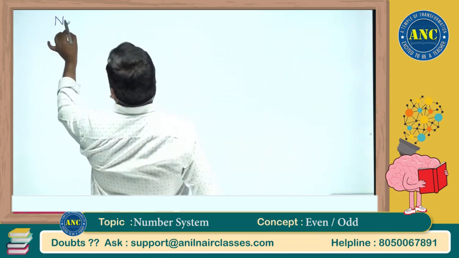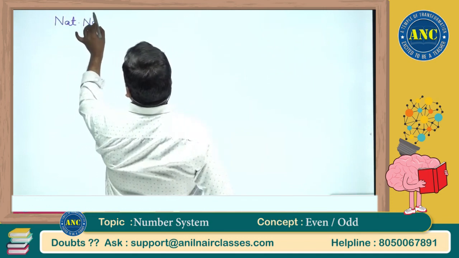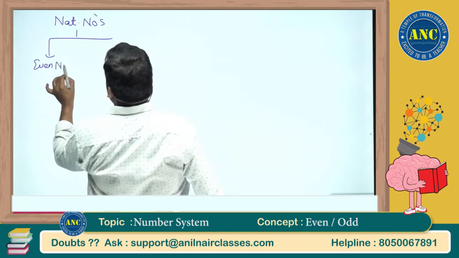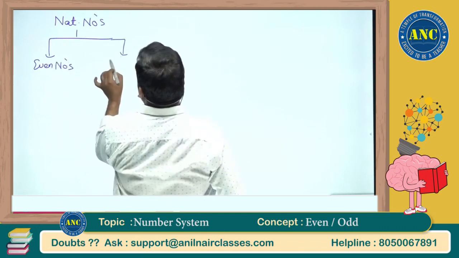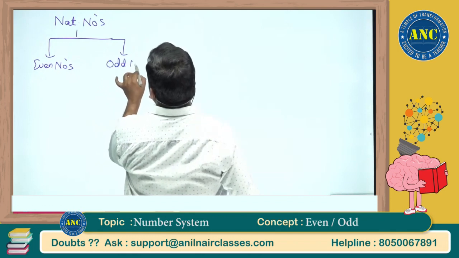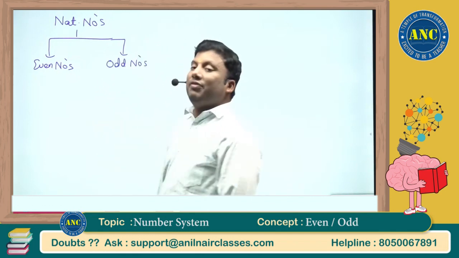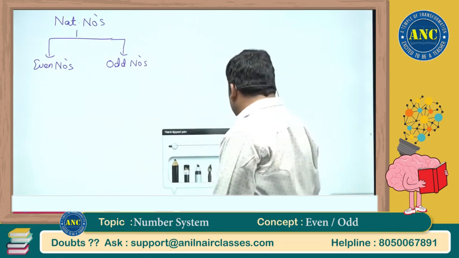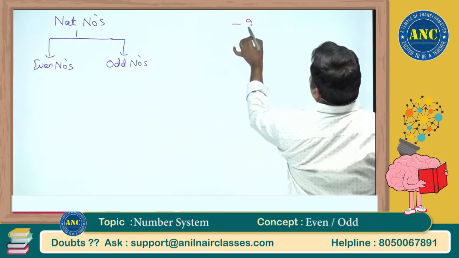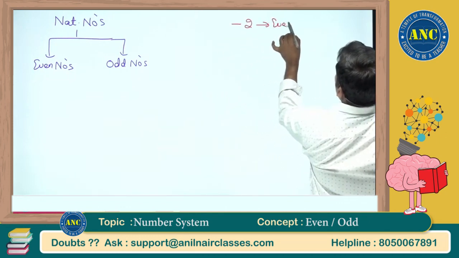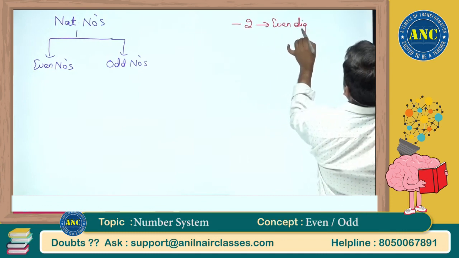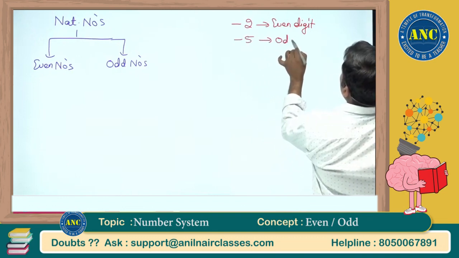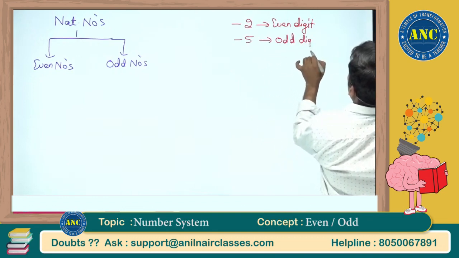Now listen carefully, sir. In the natural number set, I am doing even numbers and I am also doing odd numbers. Odd numbers and even numbers are derived from natural numbers. Very, very important key points, sir. Minus 2 is an even digit. A digit can be positive or negative. Minus 5 is an odd digit.